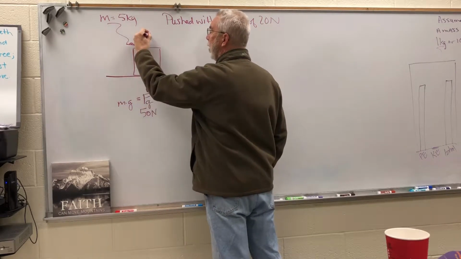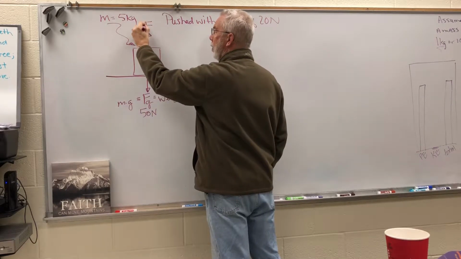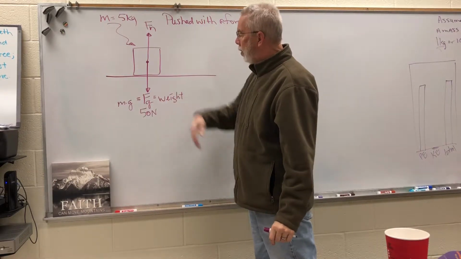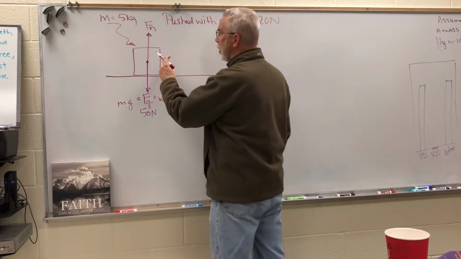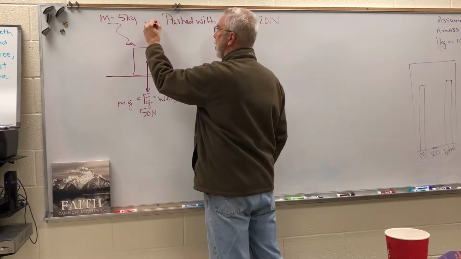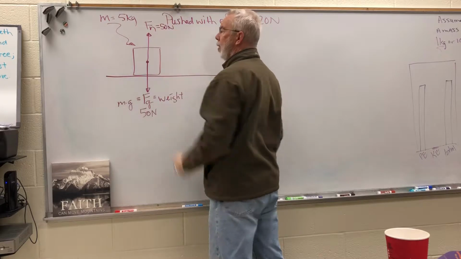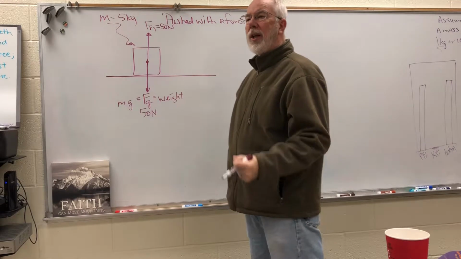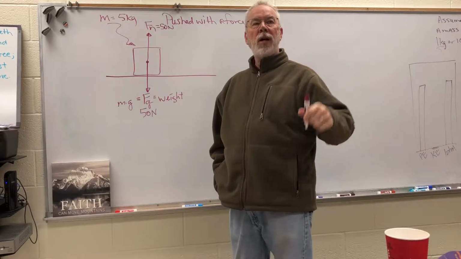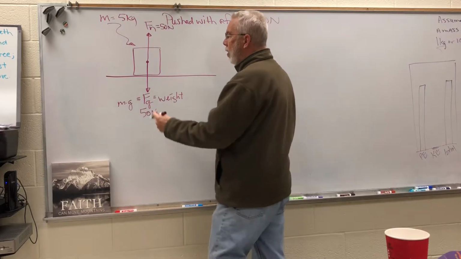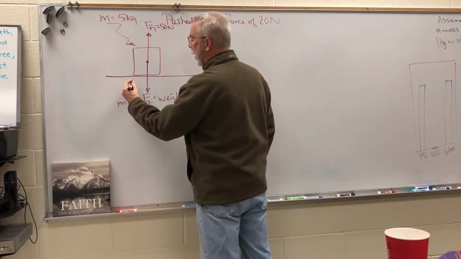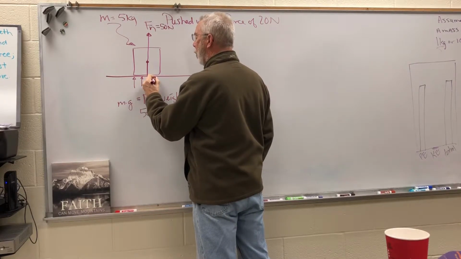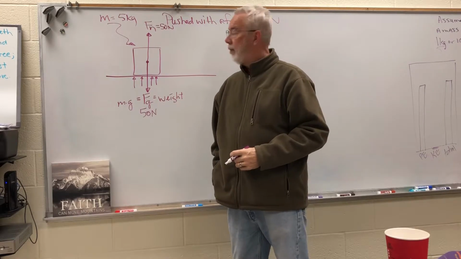Secondly, we said on a flat surface, the normal force is equal to but opposite the weight. So if the weight is pulling down towards the center of the earth, then the normal force is pushing up, and it's equal to but opposite. So we're going to give that a value of 50 newtons also. Now, that normal force is what we refer to in class as a supporting force. Where's that normal force coming from? It's coming from the table supporting the weight of the box.